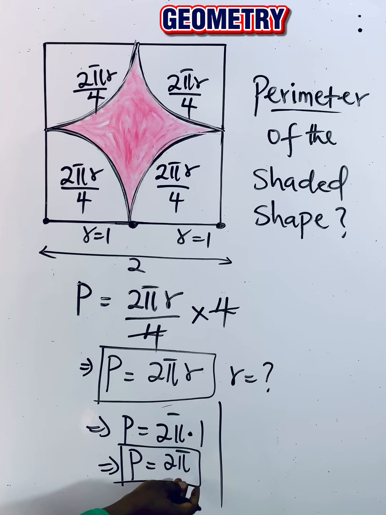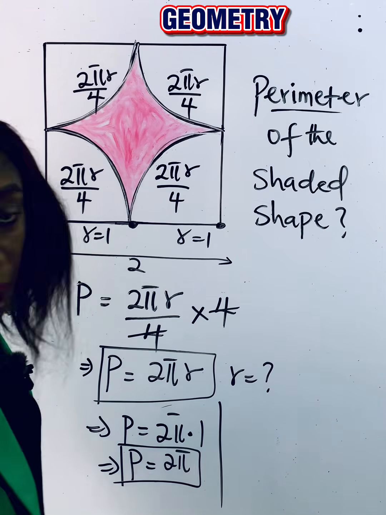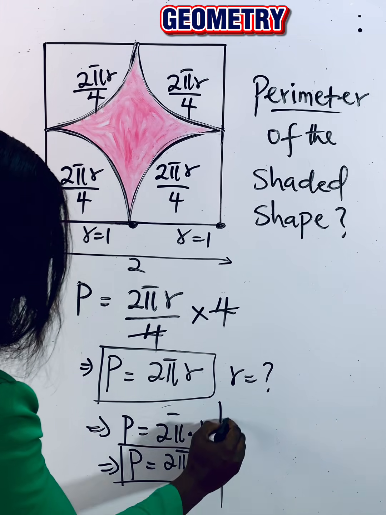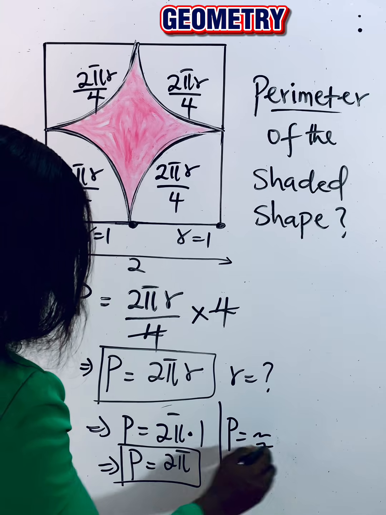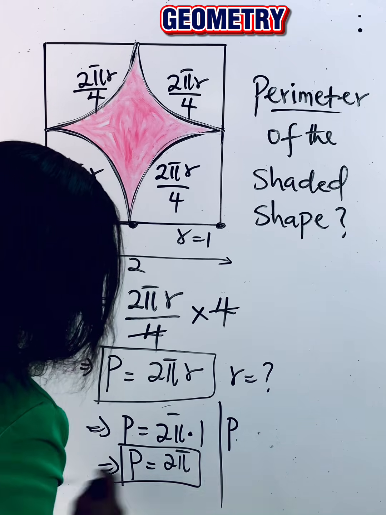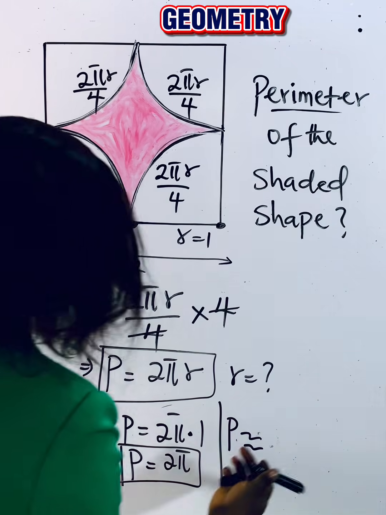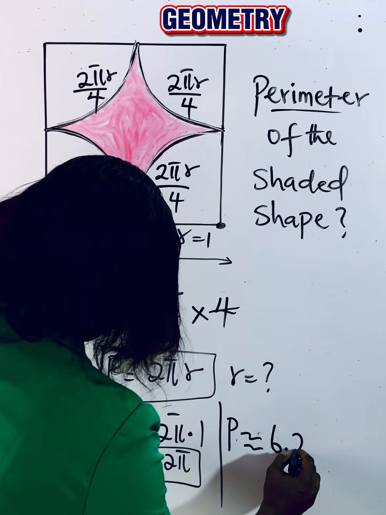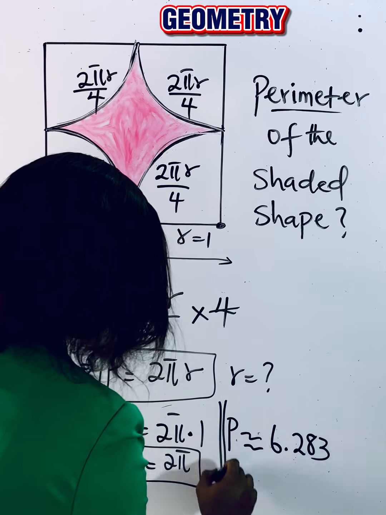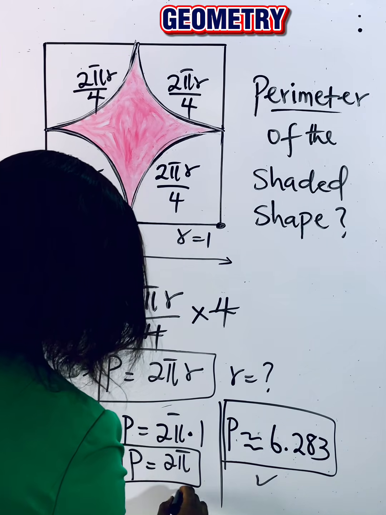Then you can also get the pi value from the calculator, and the perimeter will be approximately 6.283 units as an answer.